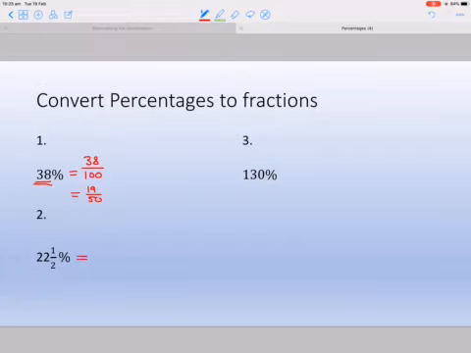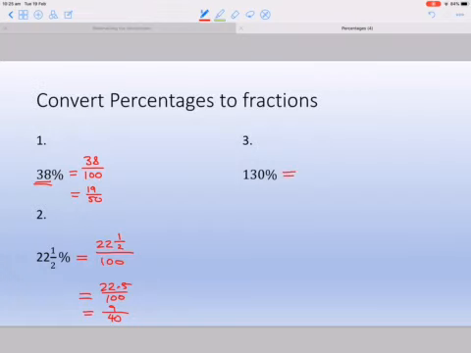We do the same thing. We go 22 and a half over 100, okay? Now, that's a weird thing to do, but it's the right thing to do. Now, if you wanted to, you can also go 22.5 over 100, because remember, 0.5 and a half are the same thing. And if you put that in your calculator, it will simplify it for you, and you get 9 over 40. Okay? So all it is that we're putting it over 100.